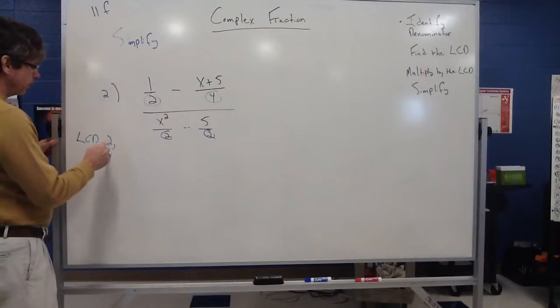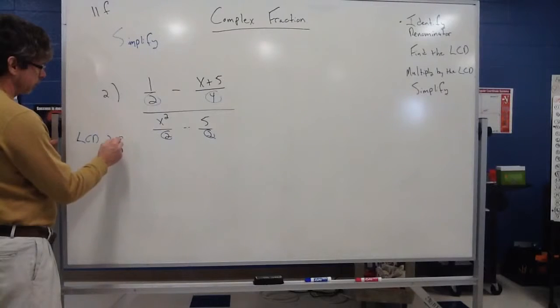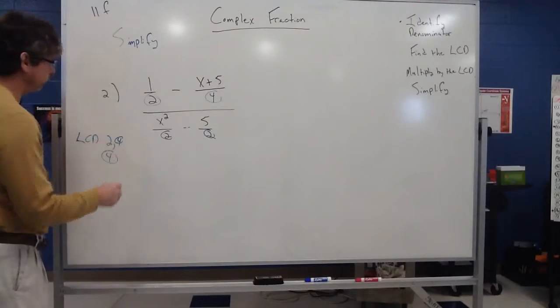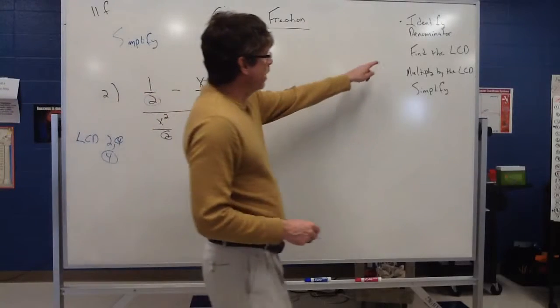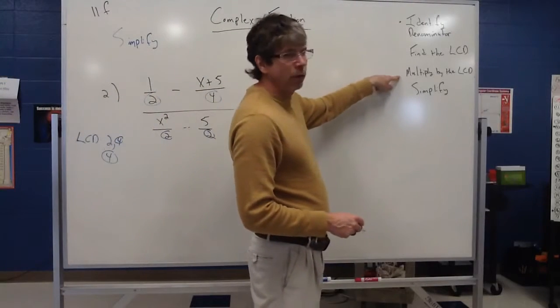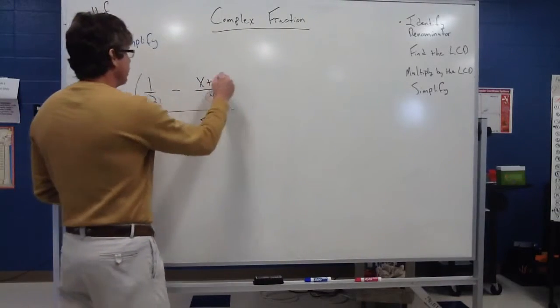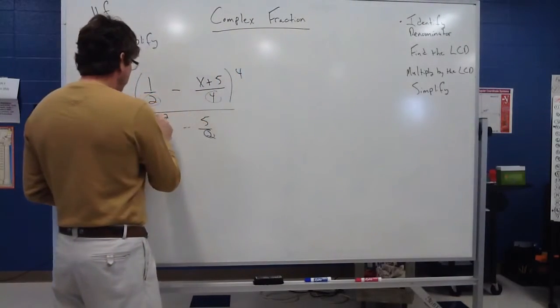So a common denominator, well, the next multiple of 2 is a 4. So my least common denominator is a 4. So I found the LCD. The next thing I want to do is multiply the top and bottom by the LCD. So we're going to multiply the top by 4, and we're going to multiply the bottom by 4.